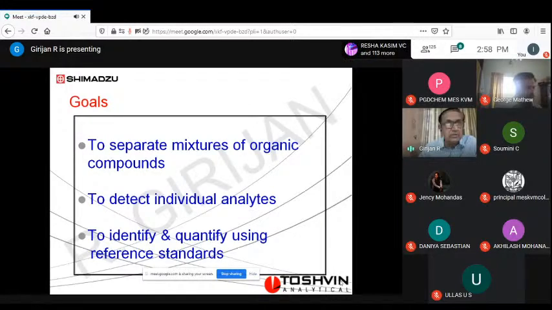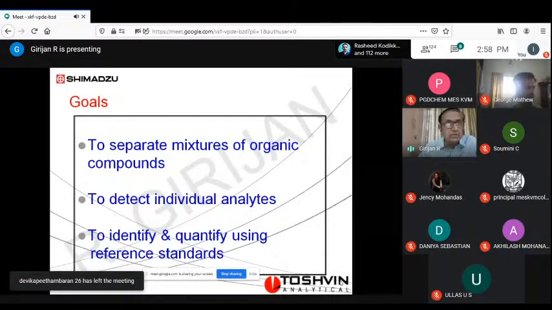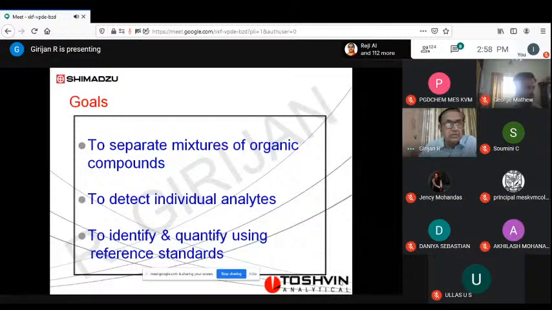We cannot use GC because these are high molecular weight compounds. We call them macromolecules. We cannot use GC for that; we can use LC for that. So even when we talk about organic compounds, we are talking about small molecules.